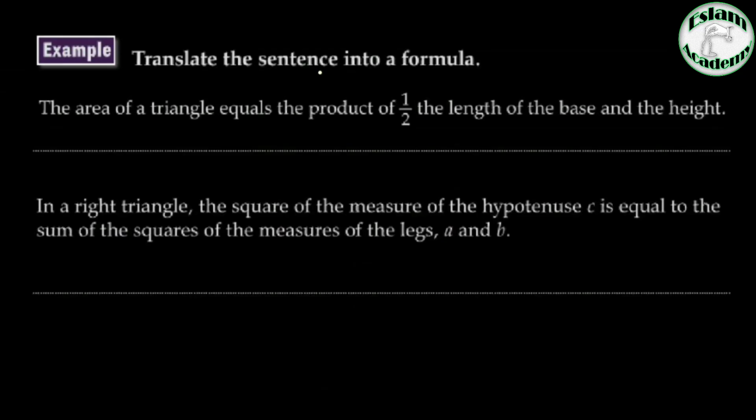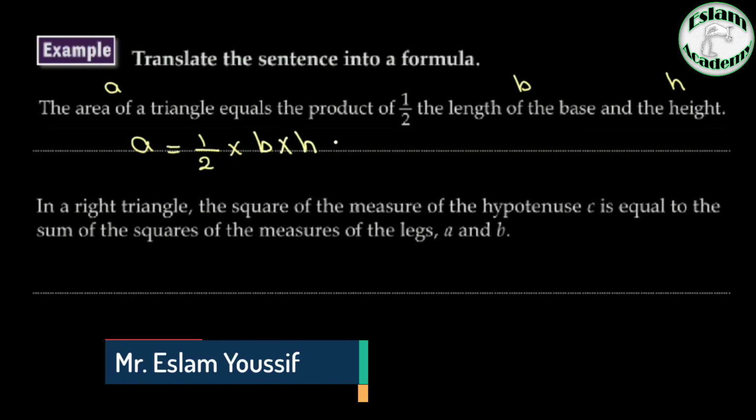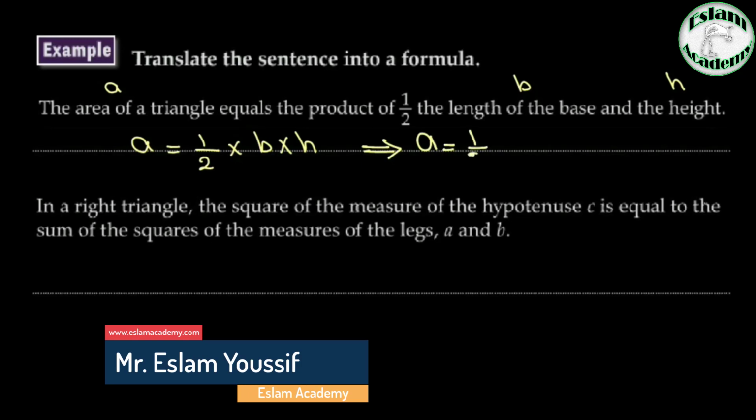In this problem, we need to translate the sentence into a formula. The area of the triangle equals the product of half the length of the base and the height. Let the area be a, the length of the base be b, and the height be h. So we can write a equals half the product, which is 1 over 2 times the base times the height. So the area equals half the base times height.